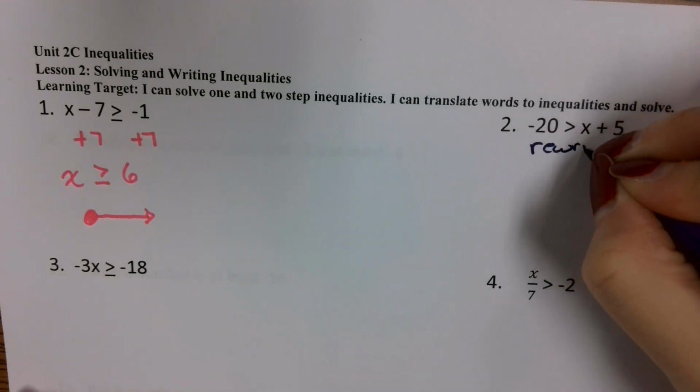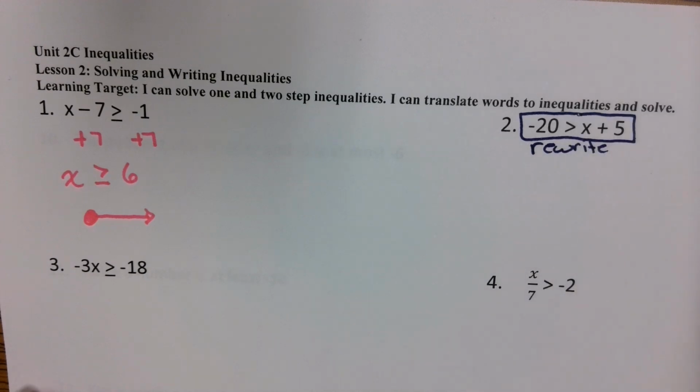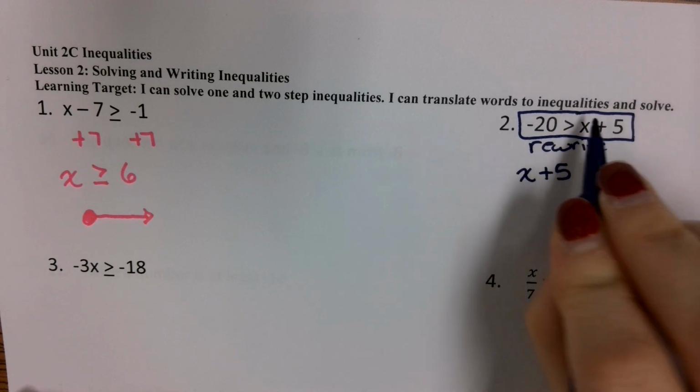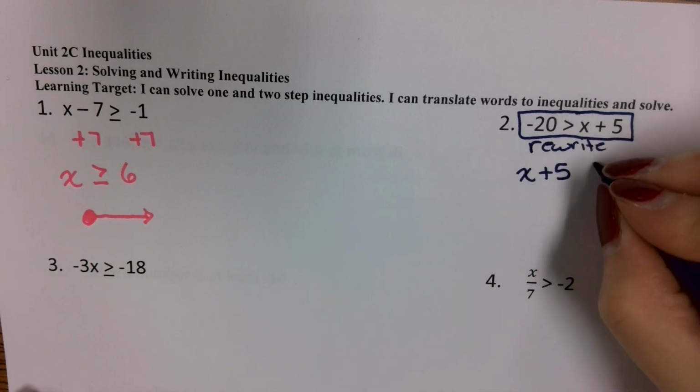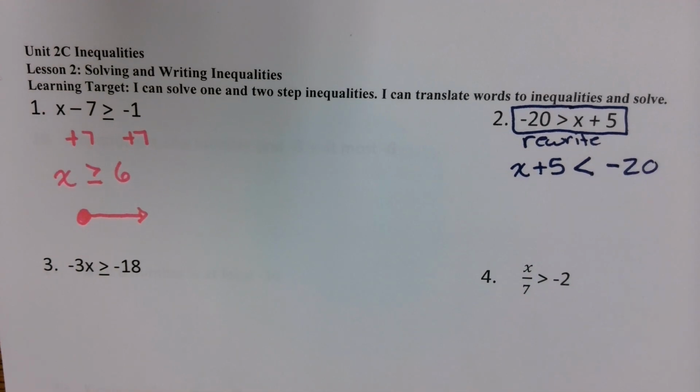So remember, when we rewrite, we flip the entire thing. The whole thing gets mirror imaged. So we're going to have x plus 5. Our inequality is going to become less than, and then we have negative 20. X plus 5 is less than negative 20.